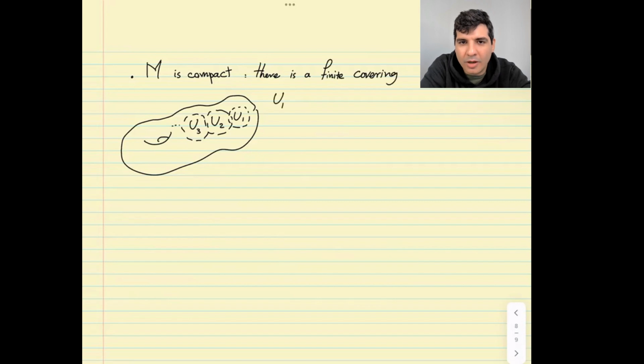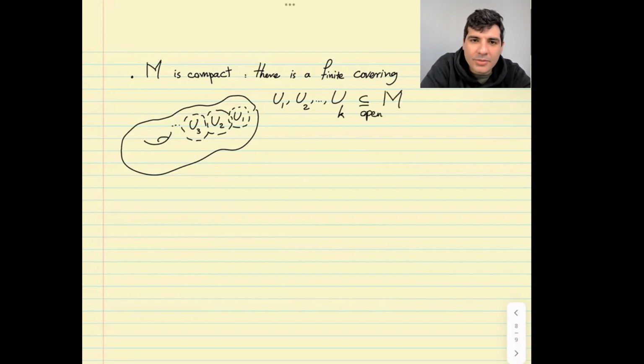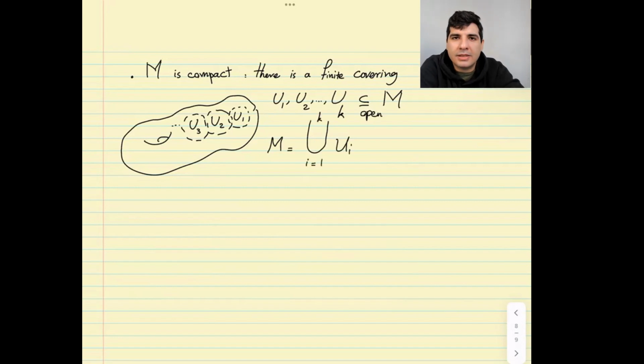Let's denote them with U1, U2, and it's finite. So let's say the last one is UK, right? So these are open subsets of M. What are the extra assumptions we have? Well, they cover M, so the union of these open sets U_i, where i goes from 1 to K, equals M. Also, we can pick these open sets sufficiently small, such that each of them gives you a chart.